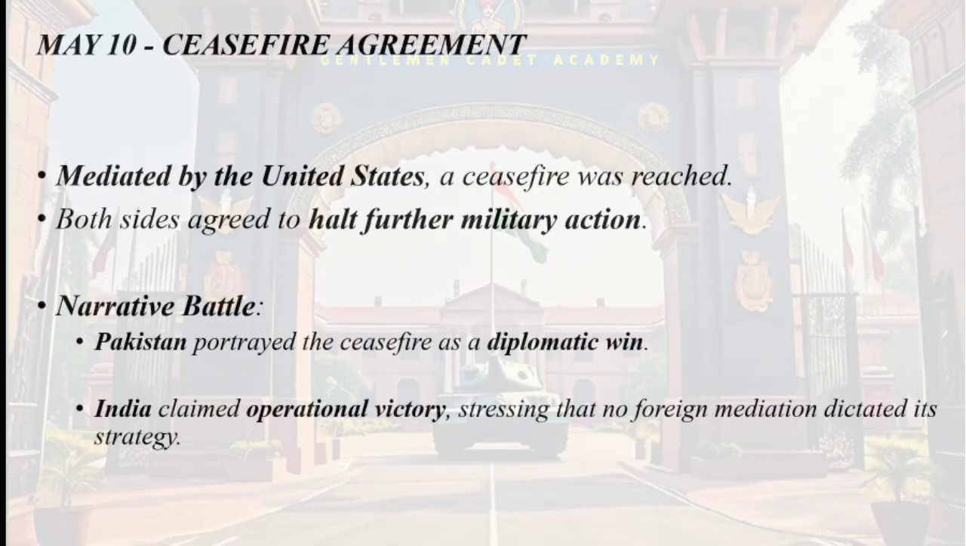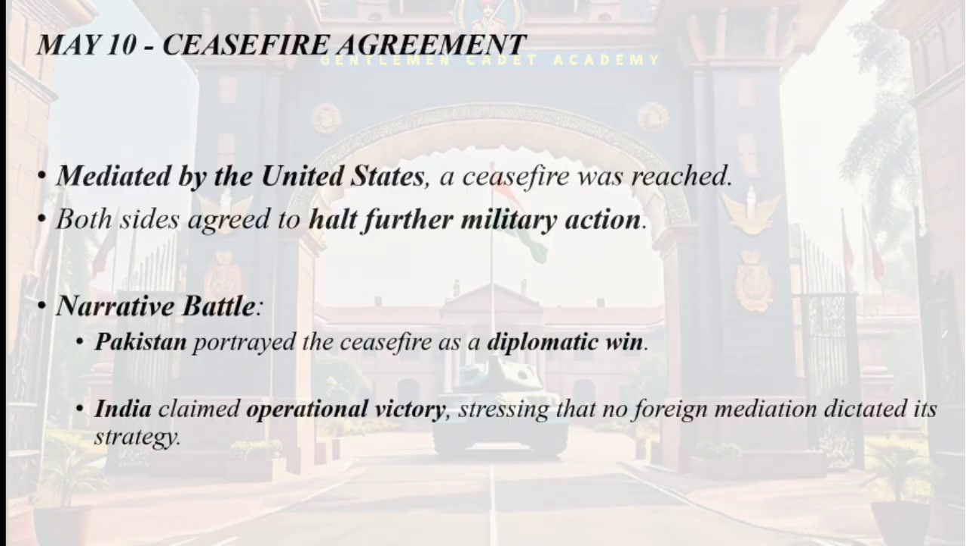Moving forward, on May 10, a ceasefire agreement was reached amid growing international concerns. Both countries agreed to a ceasefire mediated by the United States. Pakistan portrayed the ceasefire as a successful check on Indian aggression, while India framed it as an operational success, stating that its objective had been achieved and further escalation was unnecessary. Notably, Prime Minister Narendra Modi emphasized that the ceasefire was India's choice, not a consequence of external pressure. This distinction was crucial for India's domestic narrative and international positioning.